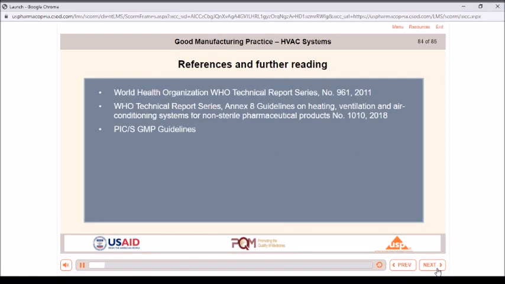References and further reading. World Health Organization, WHO, Technical Report Series, number 961, 2011. WHO Technical Report Series, Annex 8, Guidelines on Heating, Ventilation, and Air Conditioning Systems for Non-Sterile Pharmaceutical Products, number 1010, 2018. PICS GMP Guidelines.